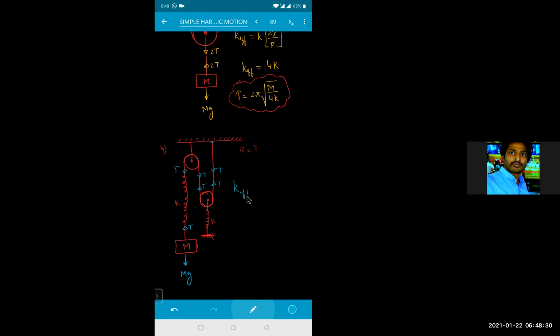K effective will be equal. If this is T, this is T. What is the tension here, beta? 2T. This will be 2T, and here it is also 2T, and it is fixed to the ground somewhere here right now. So K effective is equal to K into tension on the block. Tension on the block is how much? T, divided by tension on the spring. Which spring shall we consider, sir? Now means this, sir.